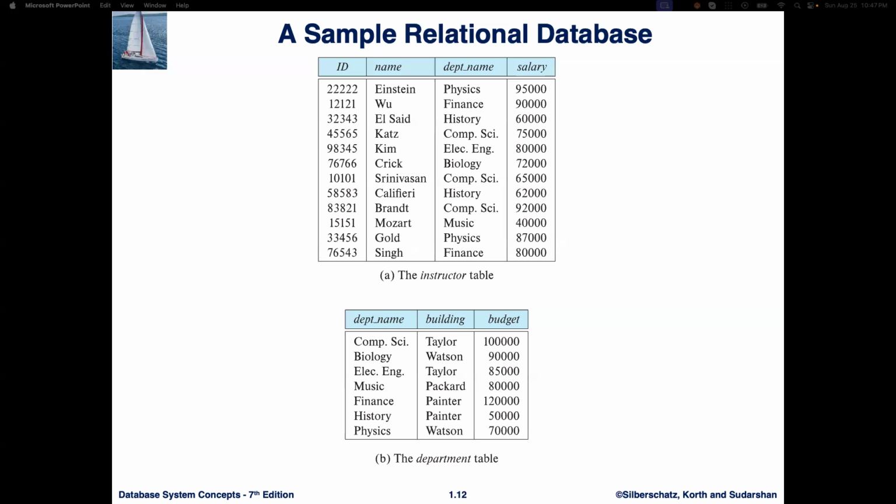Relationships between tables. The key concept of relational databases is the use of relationships between tables. In this example, the department name column is present in both the instructor and the department table, serving as a link between the two. This column acts as a foreign key in the instructor table that references the primary key in the department table. This relationship allows us to query related data efficiently. For example, we can easily find out which building an instructor works in or what the budget of the department is by joining these two tables using the department name column.